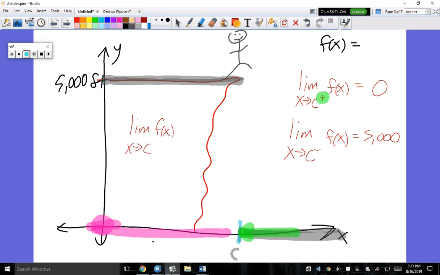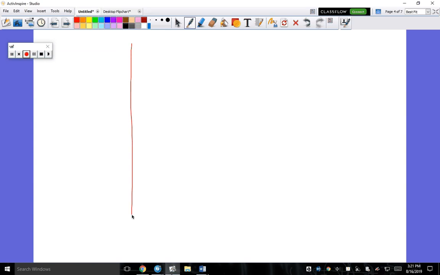Just approaching C. It does not exist because those did not meet at the same y value. Does that make sense? Okay. So let's try one more. Actually, let's go to this.